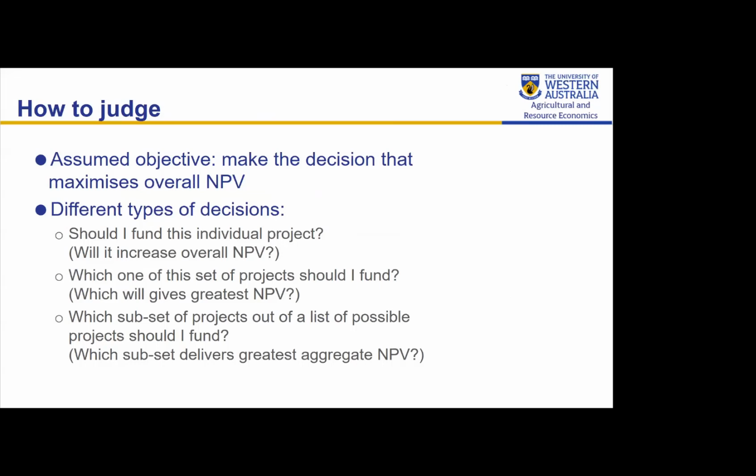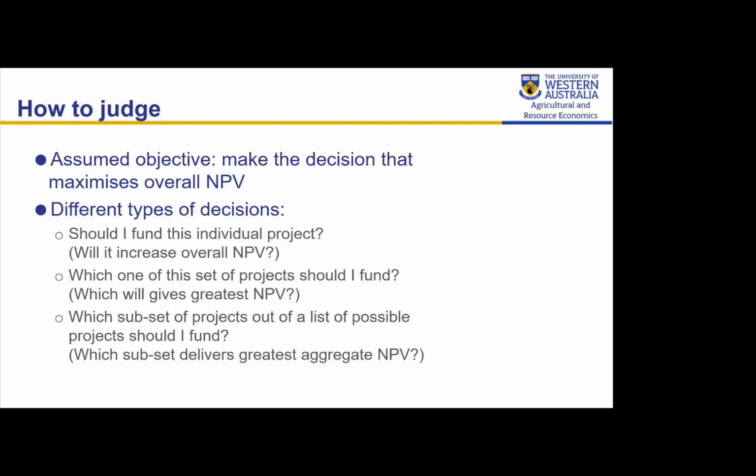It doesn't necessarily mean that we use the net present value as our decision rule in every case, but whatever we use, the outcome should be in the long run to maximise the overall net present value. And that's going to be true for different types of decisions because BCA is used in a variety of different contexts. So for example, we could be asking the question, should I fund this individual project?